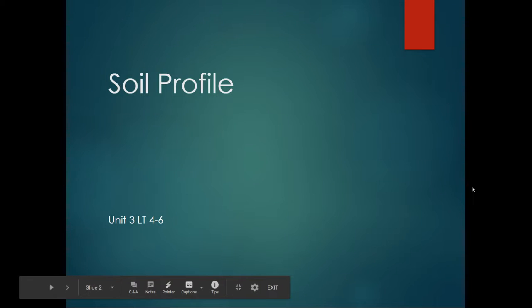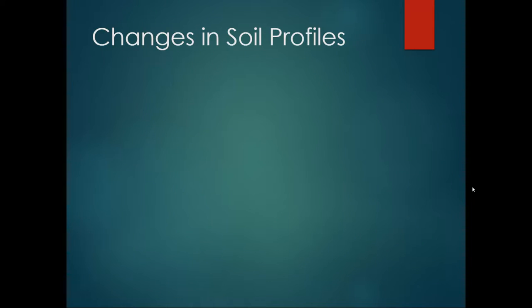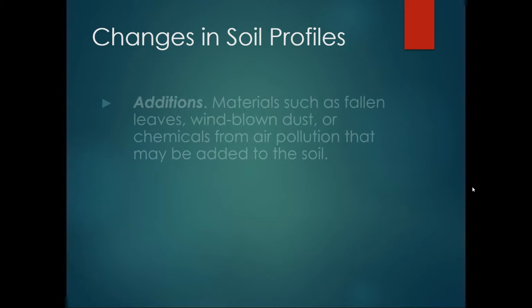All right, so we're going to continue on with learning targets 4 through 6 in Unit 3, which is going to deal with the soil profile and also deal with the horizons. We'll talk about each of the horizons in a soil profile, and that will lead us into a very important part of soil science, which is the soil horizons. So changes in the soil profile.